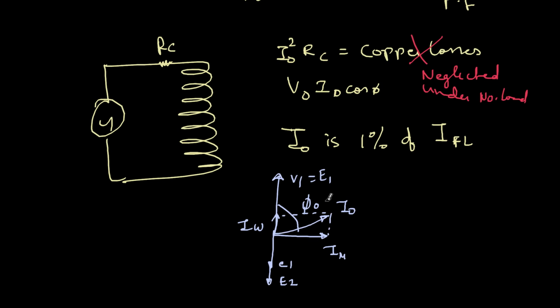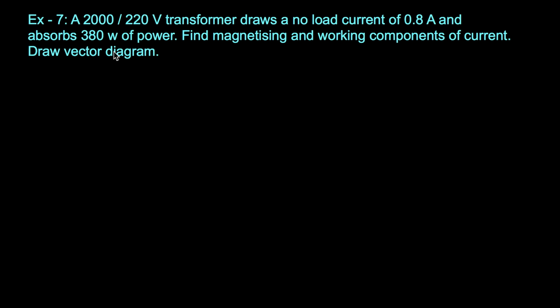Alright, let's work out some example problems so that we get a better understanding. Based on what we have learned about the transformer with core losses, let us look at some numerical examples. Look at this question. You can try to solve it yourself and later compare your answer with mine. For the time being, let's start.